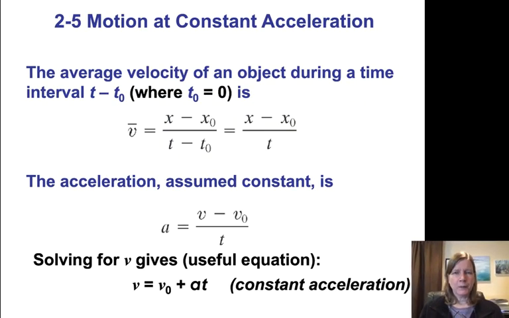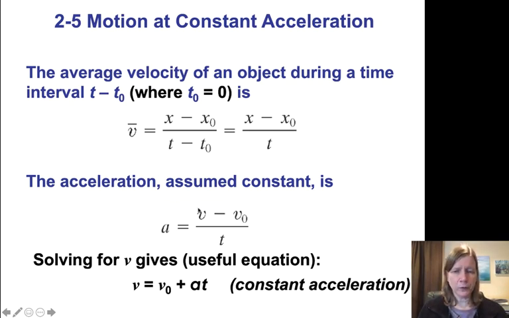Next few slides, I'm just going to be building some equations to a set that we will use for this class. So we have our equation already for average velocity. It's change in position over time. And if time 0 equals 0, if we just start the watch and that's where it begins, we just have change in position over time here. And similarly, we can talk about acceleration as change in velocity over time here.